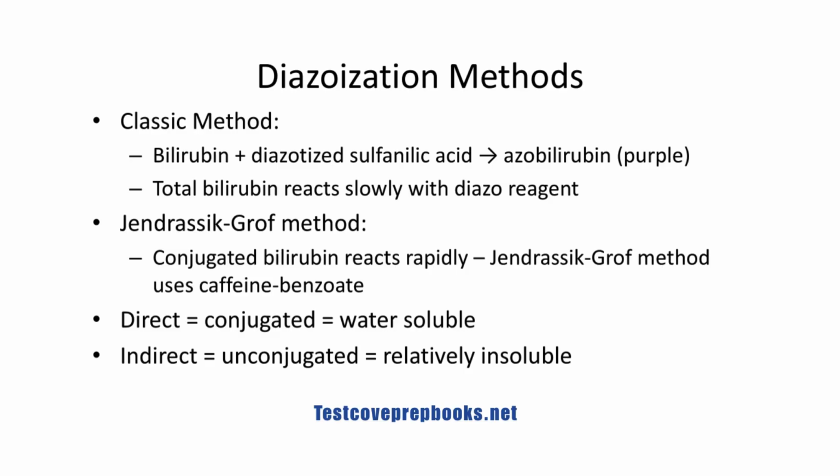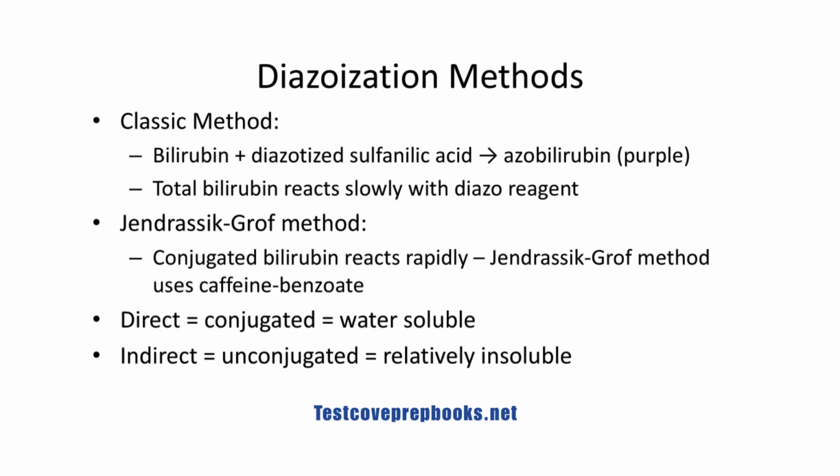Let's review the laboratory analysis of bilirubin. First, let's begin with the diazotization methods. In the classic method, bilirubin reacts with diazotized sulfanilic acid to form a purple compound called azobilirubin. Total bilirubin, which includes both conjugated and unconjugated forms, reacts slowly with the diazo reagent. On the other hand, conjugated bilirubin, which we also call direct bilirubin, reacts rapidly in water.